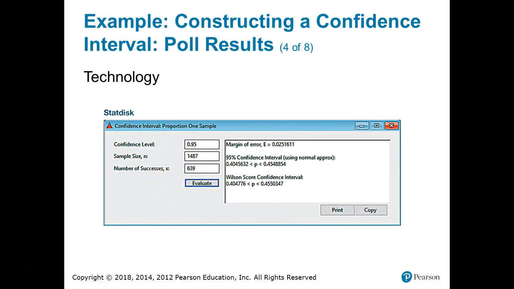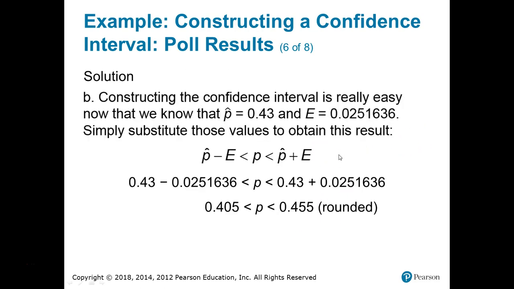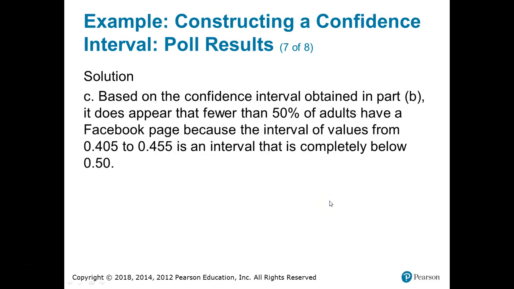And here's just showing the StatDisk calculation. You can also do this again using the formula that we did on a few slides previous, and you find that you get the same margin of error value. So then this would be your confidence interval. We are 95% confident that the actual population proportion lies between these two values. Based on the confidence interval obtained in Part B, it does appear that fewer than 50% of adults have a Facebook page because the interval of values from 0.405 to 0.455 is an interval that is completely below 0.5.